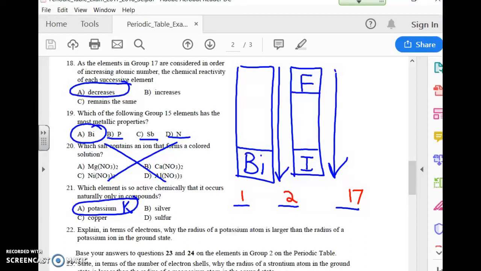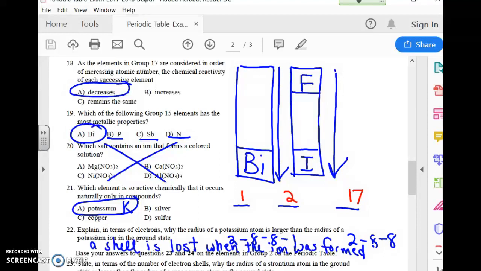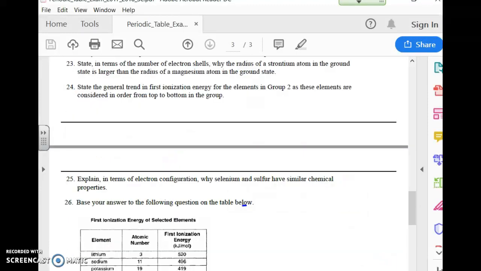22, explain in terms of electrons why the radius of a potassium atom, which is 281, is larger than the radius of a potassium ion, which is 288. Oh, well, it's simply because of this. I lost a shell. A shell is lost when the ion was formed. Number 23, said in terms of the number of electron shells, why strontium in the ground state is larger than the radius of magnesium. Well, my friends, strontium has a total of 5 shells. Magnesium has a total of 2 shells.